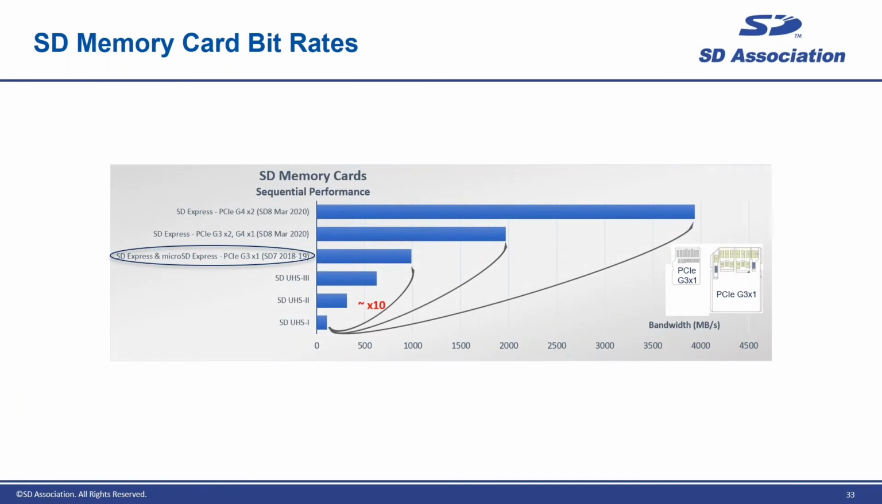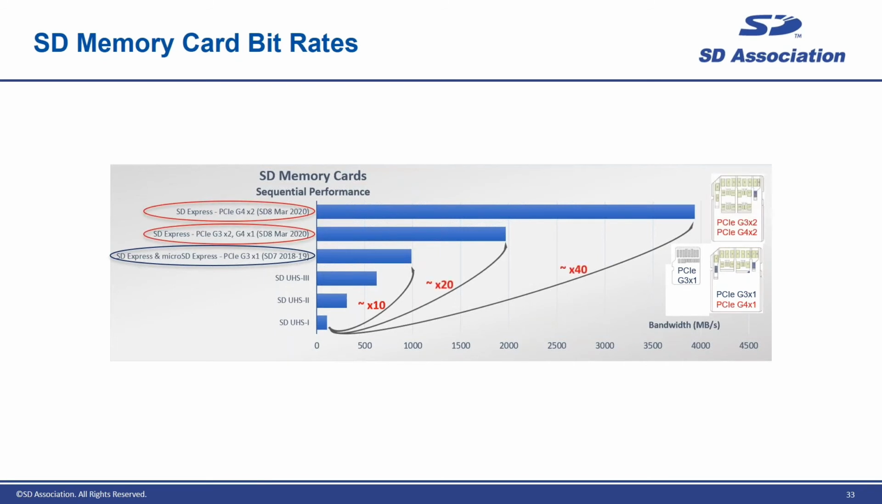Adoption of PCIe NVMe in SD Express allows taking advantage of all the various advanced capabilities of those protocols. In addition, the sequential bitrate capability got quite a big boost. If we compare the speeds of SD Express with the widely used UHS-I interface, with SD 7.0 or 7.1, the bitrate is increased by about 10 times, as we can see.